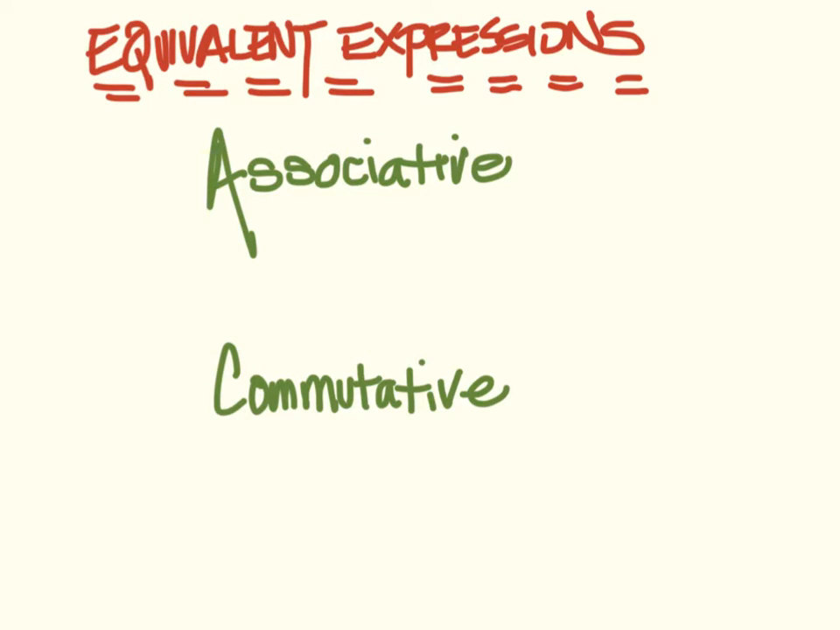The purpose of these two properties, associative and commutative, is so that we can write equivalent expressions. And of course, this chapter is all about expressions. So let's look to see what that means. First of all, associative. Associative means that I can group things in any order that I want.